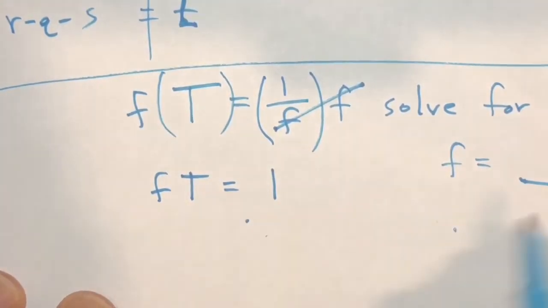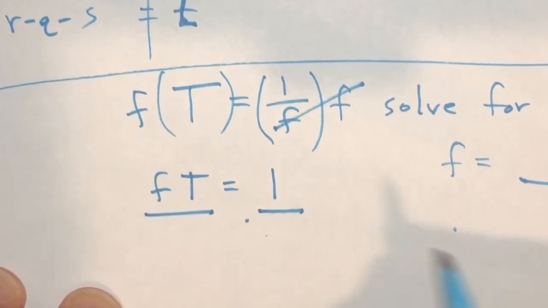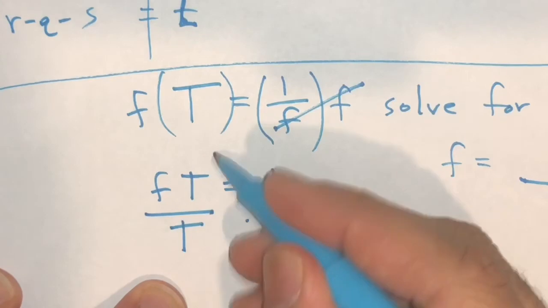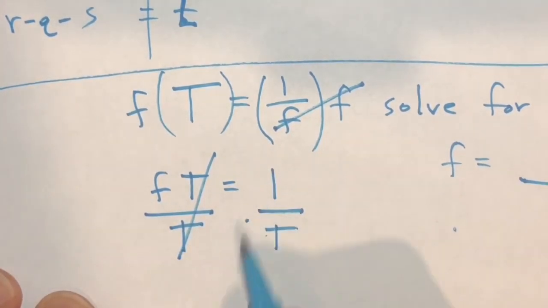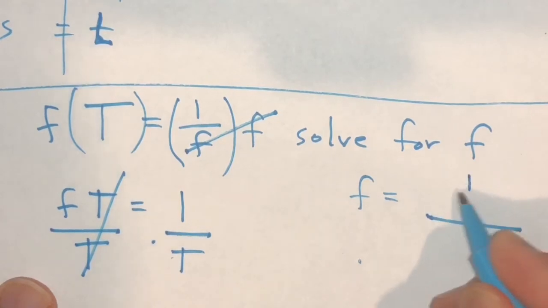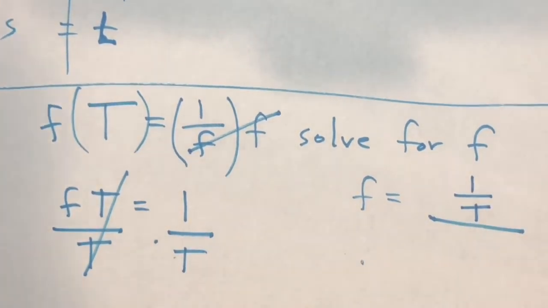That's why we wrote it over here, so we never forget that. We're just going to divide both sides by what's next to the F, which is T. Cross that out. Now we have a final answer here of F equals 1 over T.